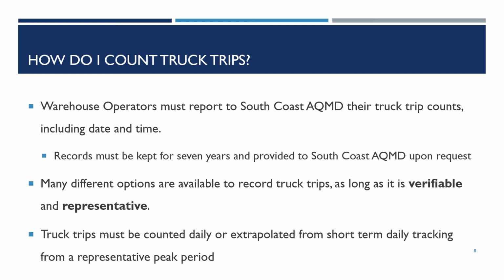Now I will discuss examples of how to count truck trips. Warehouse operators must keep records of truck trips that include the date and time of the truck trips, must be verifiable and representative, and must differentiate between Class 2B through 7 and Class 8 trucks. Truck trips must be counted daily or may be extrapolated from a representative peak period. South Coast AQMD does not prefer or endorse any method in particular. I will present here some examples of methods warehouse operators could potentially use.